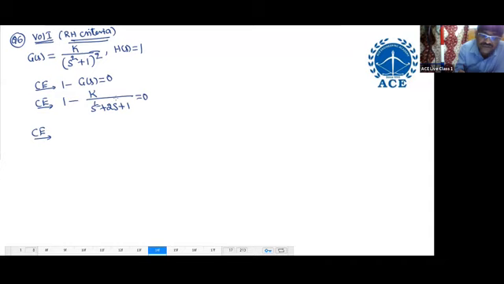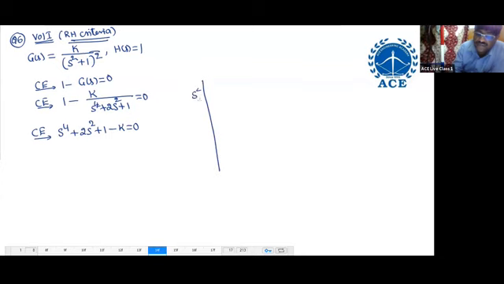This is 4, this is square. So now what will I get? S power 4 plus 2S square plus 1 minus K equal to 0.